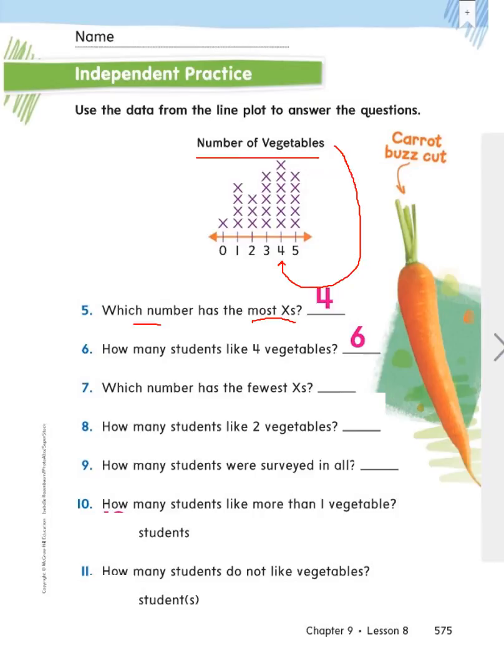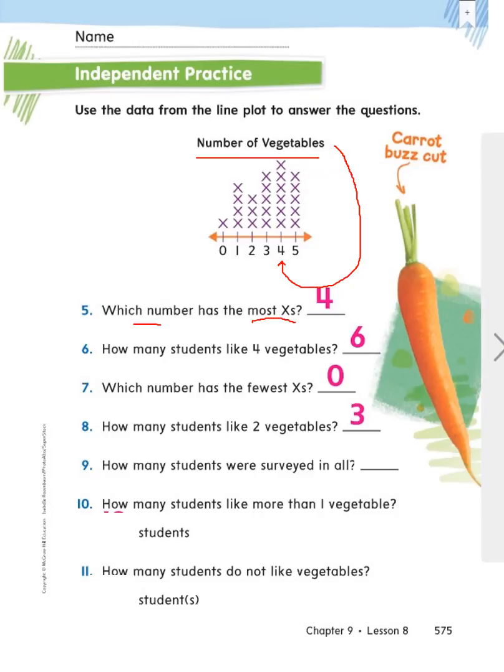Number 7, which number has the fewest X's? The answer is 0. What does that mean? Number 8, how many students like 2 vegetables? The answer is 3. We went to the number 2 and we found 3 X's.